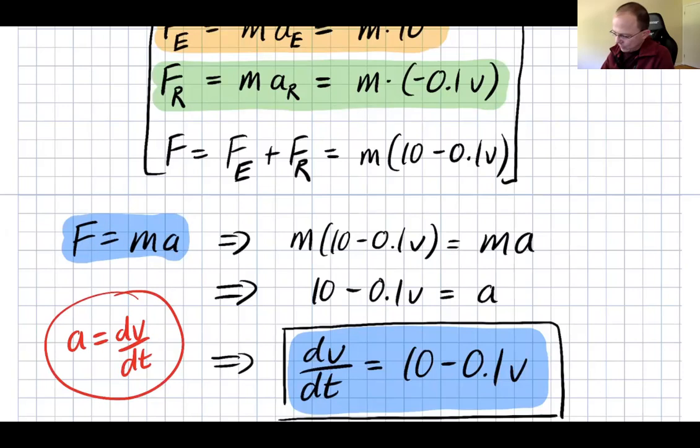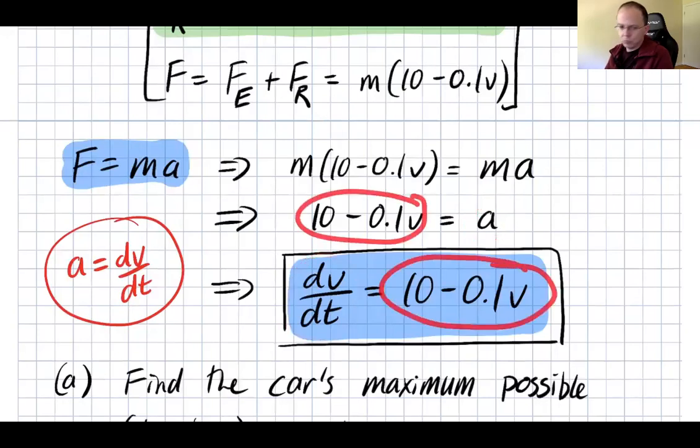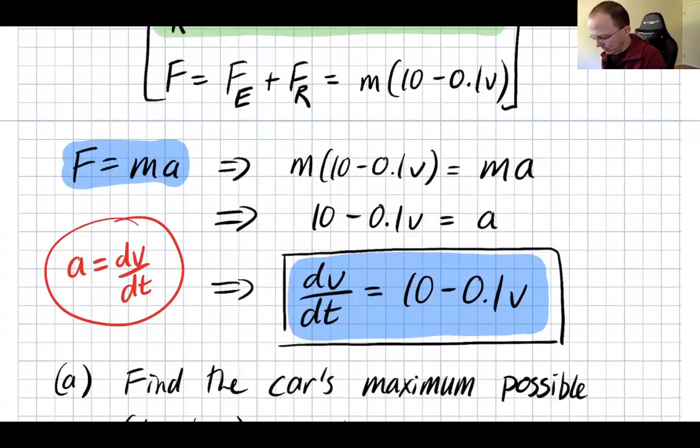What's nice is that the m will cancel from both sides if you divide both sides by m, and you're left with this equation right here. Of course, we know that a is the derivative of the velocity, so now we get our differential equation. a is equal to dv/dt. I just reversed the equation, but it's the same equation. So there's our differential equation.